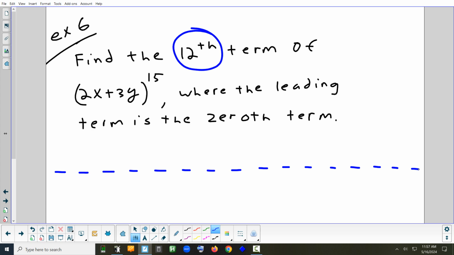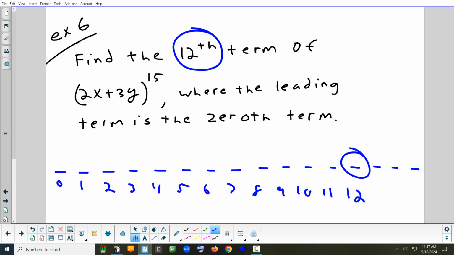Now, in terms of keeping the numbers straight in your head, it helps to number these like this. This is the 0th term, 1st, 2nd, 3rd, 4th, 5th, 6th, 7th, 8th, 9th, 10th, 11th, 12th. That's the term that I want to know. 15 over 12, 15th row, 12th column. So the first thing we need is the n choose r.